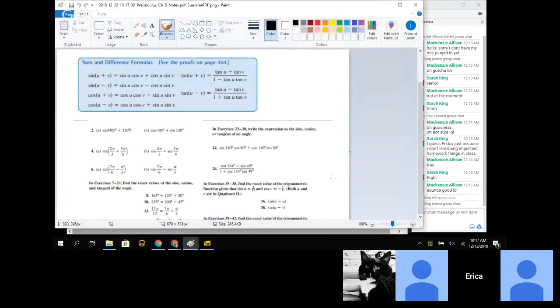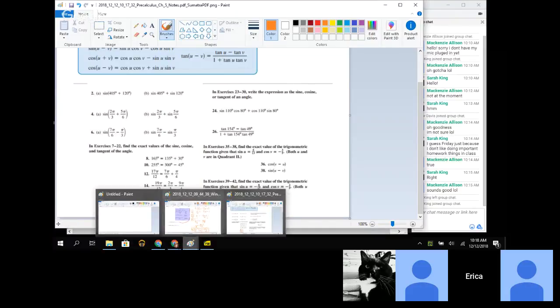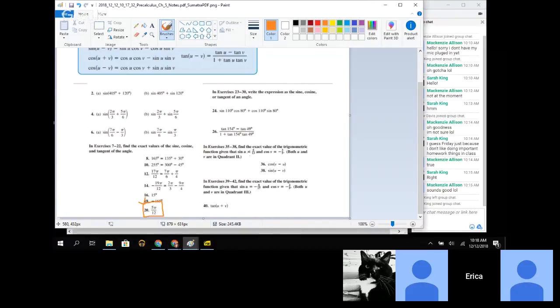We did some of these on Monday. So if you need to find, for example, the exact value of the sine of 5 pi over 12, this is number 20. Plugging into Desmos just won't do. I want to find the exact value.